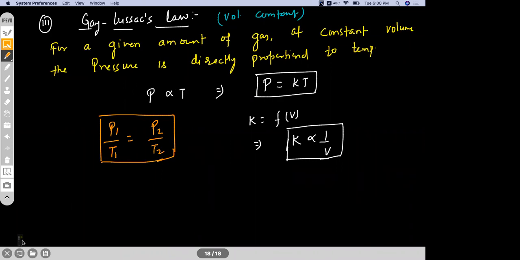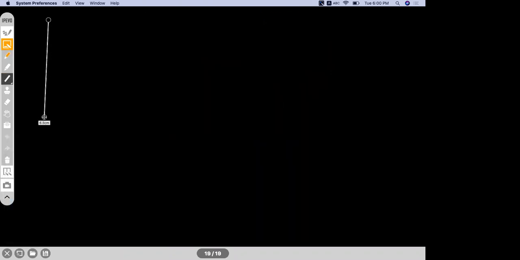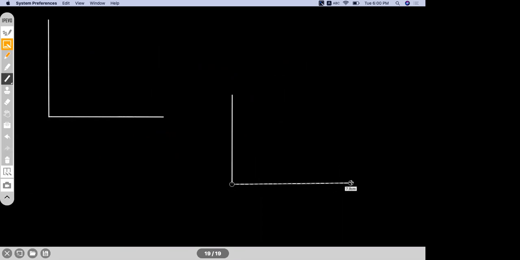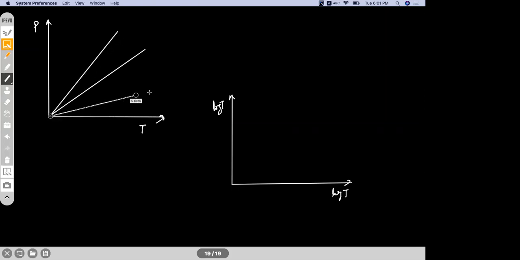Okay. Similarly, if you draw the P and T graph, two graphs we'll see here. This graph is P versus T, and this is log P versus log T. The P versus T graph passes through the origin, a straight line. And I want you to tell me the relation of V1, V2, and V3. Okay, x-axis is log T here.